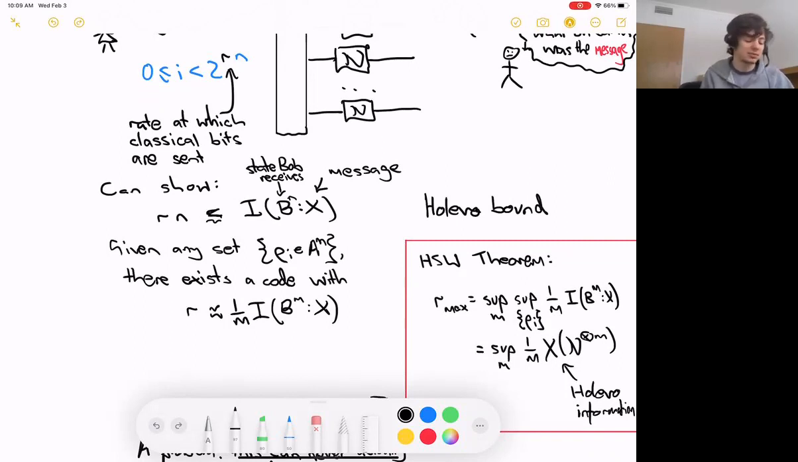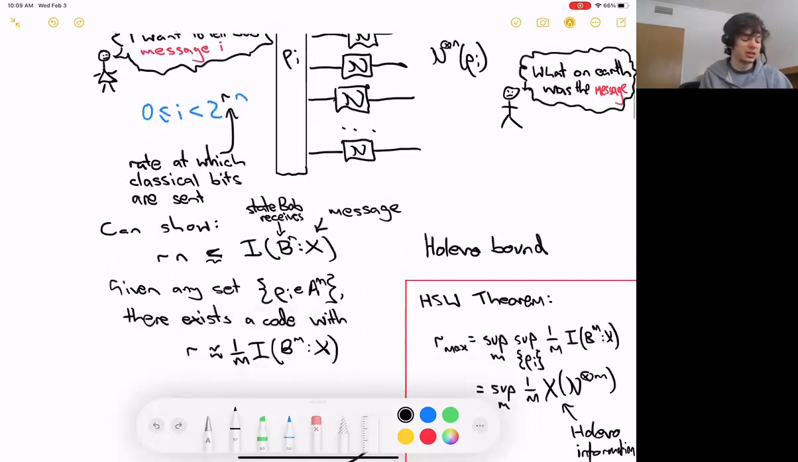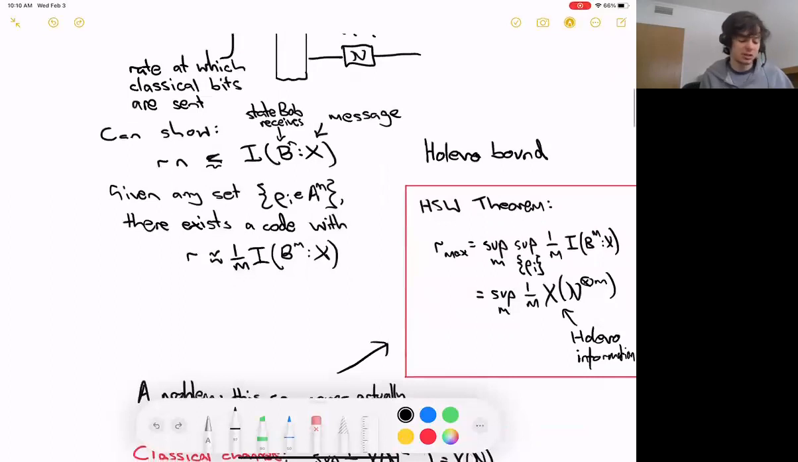Okay, so if each code word rho I is using m uses of the channel, then the rate it achieves is obviously 1 over m times the mutual information, because you've used up m uses of the channel in each block. Okay, so this gives us this theorem that at a certain level completely answers the question above of how much classical information can we send.